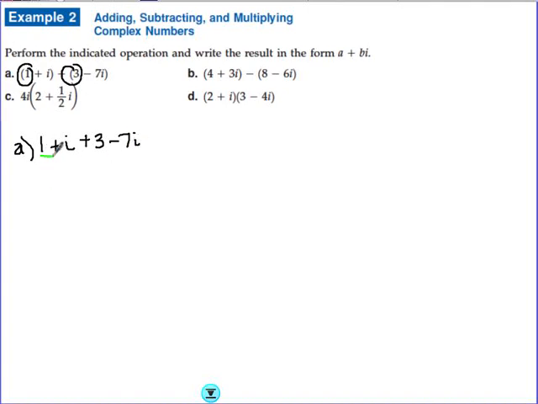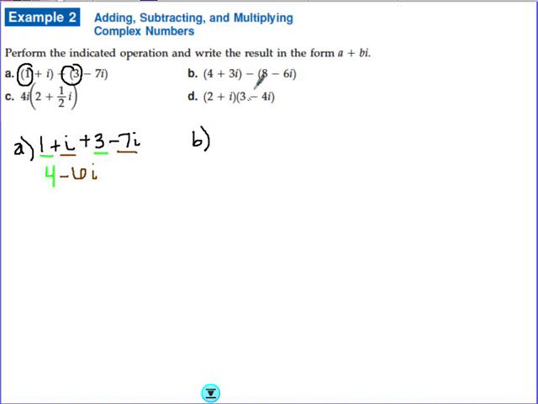I know this and this are both the real parts, so I would have 4 here. And then this and this are both my imaginary components, so i minus 7i would give me a -6i. So this would be my answer for part A. You can think of the i as almost like a variable, so x or y or z, so you can only combine like terms, so be careful with that.